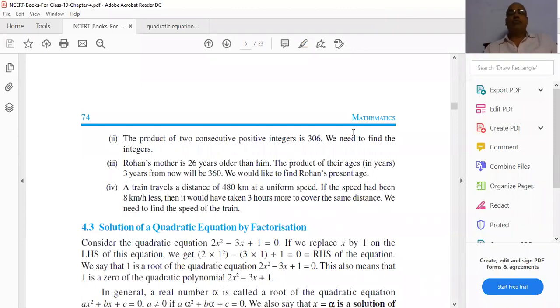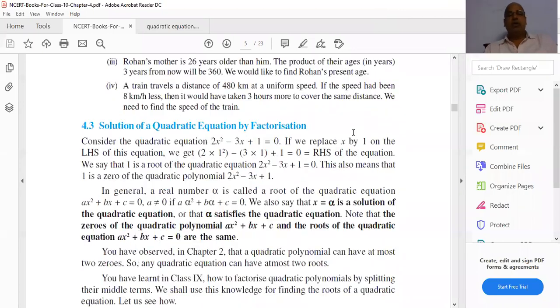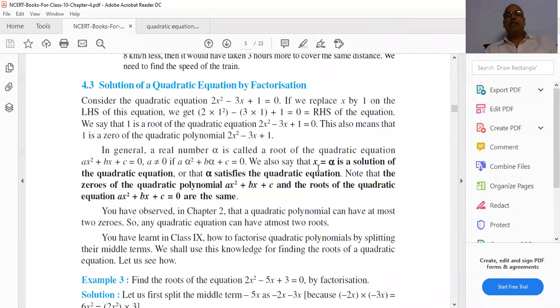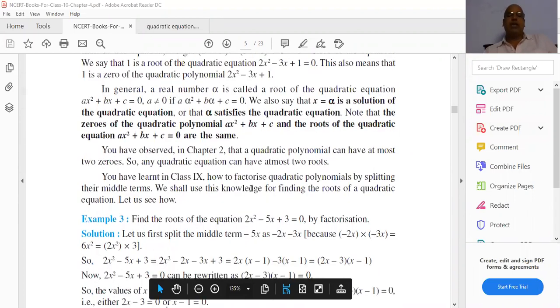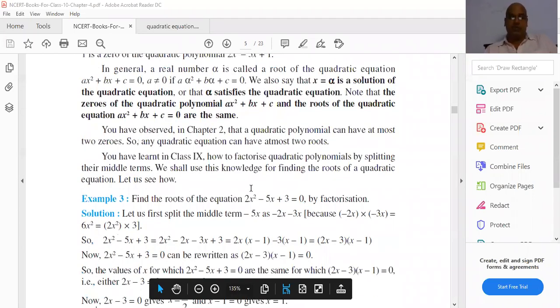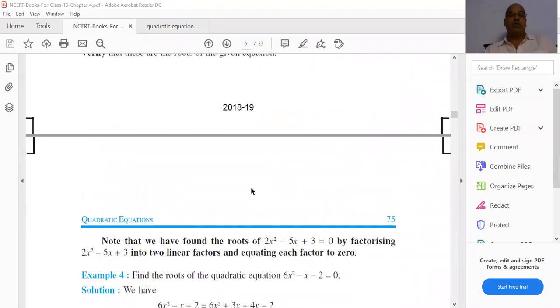Okay, and now, solution of a quadratic equation by factorization, already we know. I need not explain. See here, alpha is the solution of the quadratic equation, or alpha satisfies the quadratic equation. Note that zeros of a quadratic polynomial and the roots of the quadratic equation are the same. I told that in the beginning itself. By the factorization method, by splitting the middle term, already we know, and now you have to know by another method.